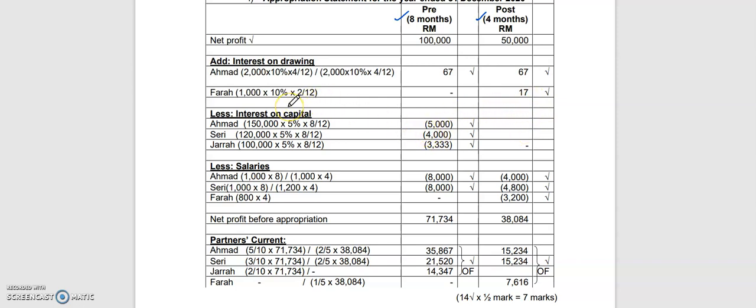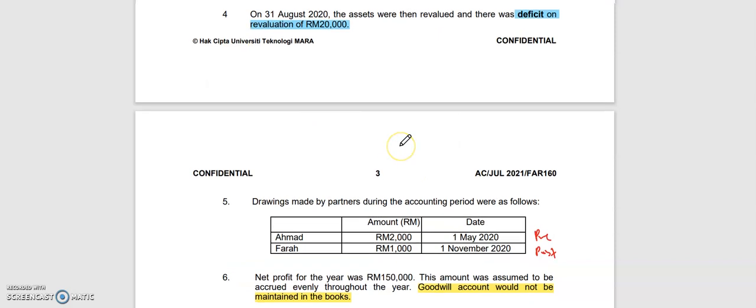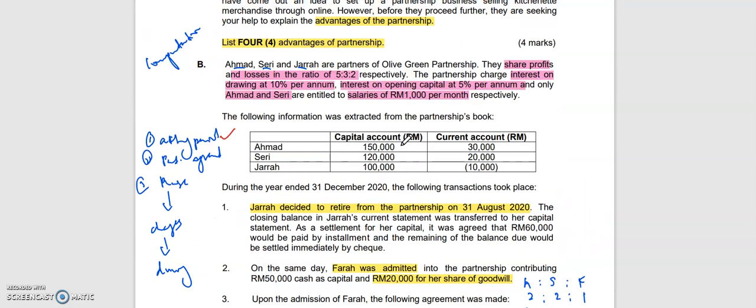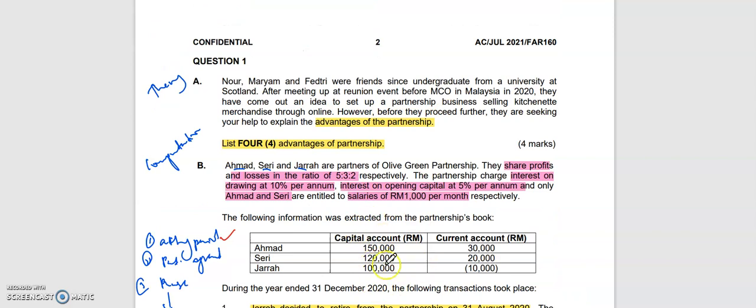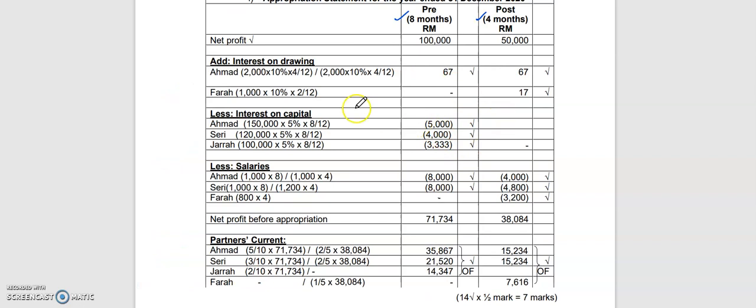Okay, next is to calculate the interest on capital. Very simple. Look for the balance of capital. So interest on capital is to be given at 5%. And usually we will base it on the balance here. We will base it on the opening balance here. So you calculate the interest on capital based on this balance. So look for the amount. These are the amounts. Don't forget to prorate to 8 months only.